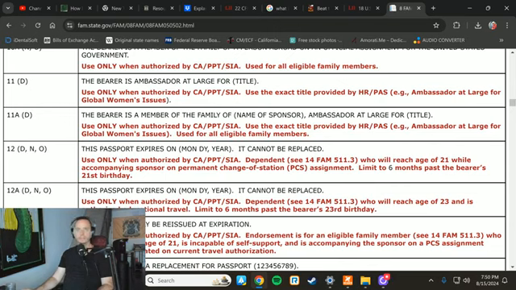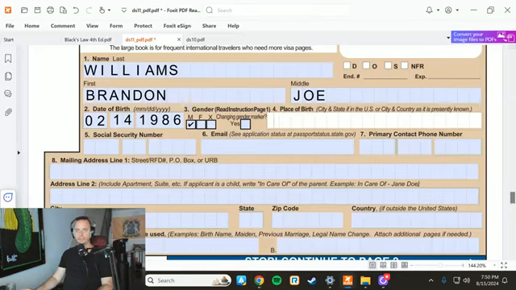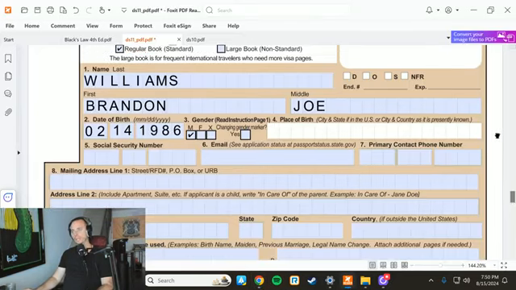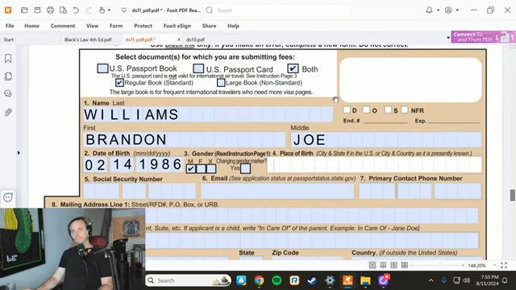I was off the camera for a minute. I don't know what happened there, but we're going to go back into it. So, we've got the all caps name here, and then we've got the date of birth here, like I was saying. And then place of birth, I don't know.